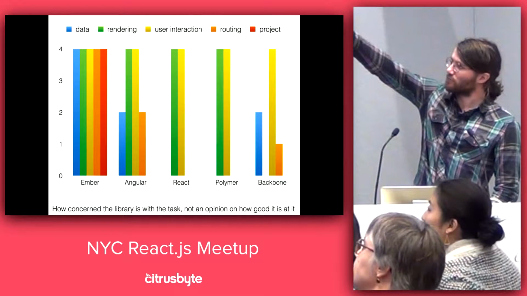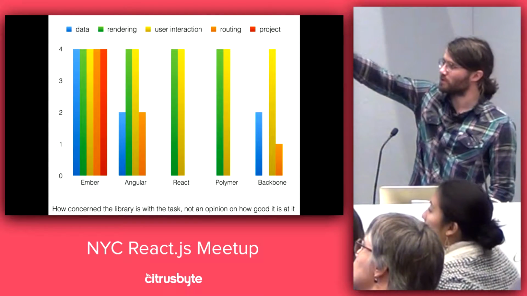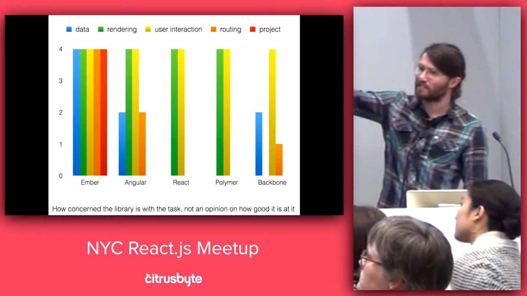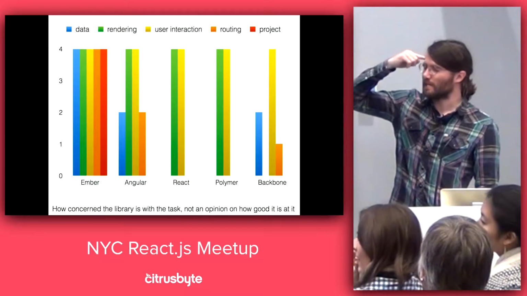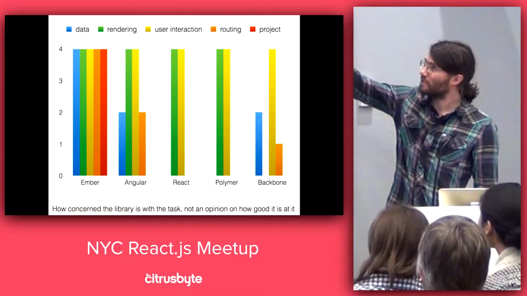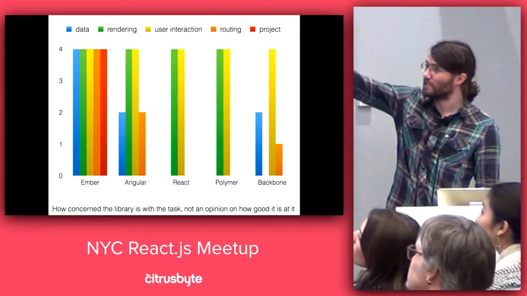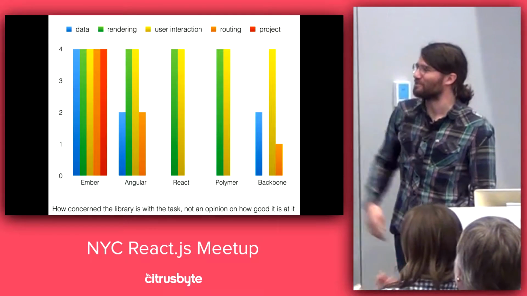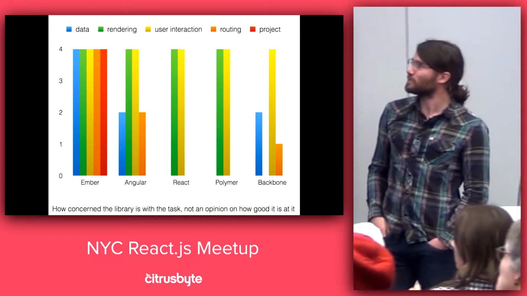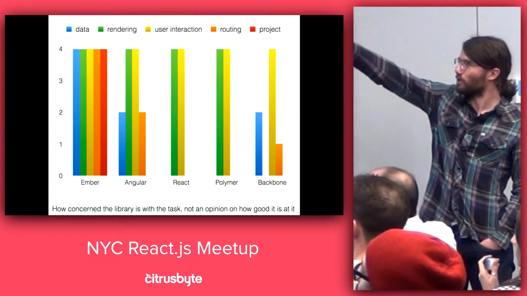I love this graph. This is how concerned the library is with the task, not an opinion on how good it is at it. I didn't make this. I forget the guy who made this. It was from JSConf 2014 in a talk called Ember, Angular, React, Backbone, where he compared the five. And it shows Ember on the far left.